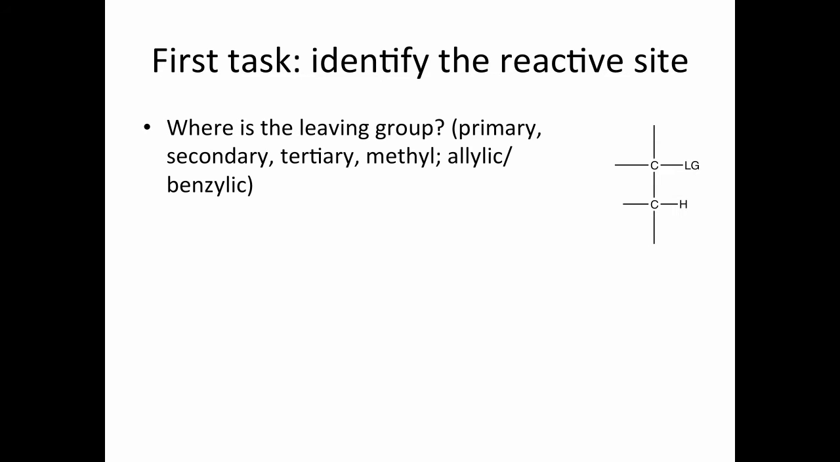So when we start off to figure out which mechanism to use, we have to identify the reactive site on the molecule. Where is the leaving group? For example, is the leaving group on a carbon that is primary, secondary, tertiary? Is there an allylic or benzylic site nearby? If the leaving group is on a single carbon atom, methyl, then SN2 is the only possibility of these four reactions.